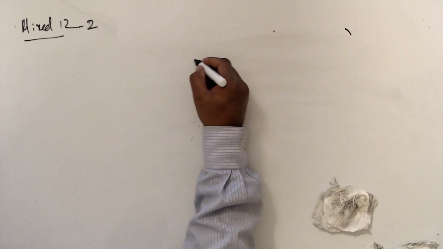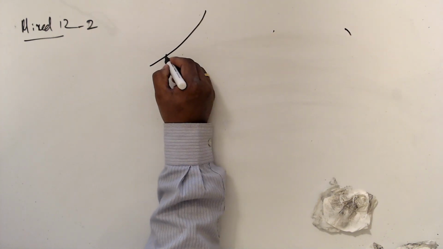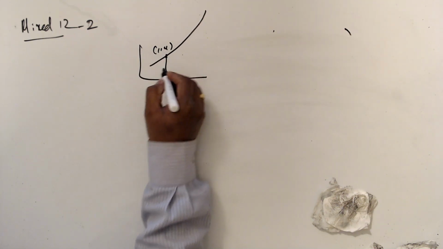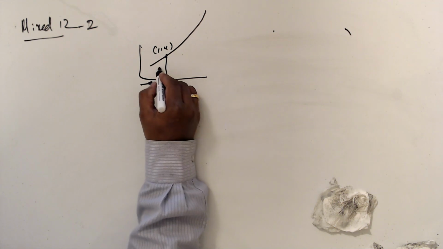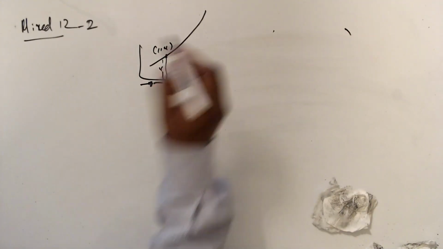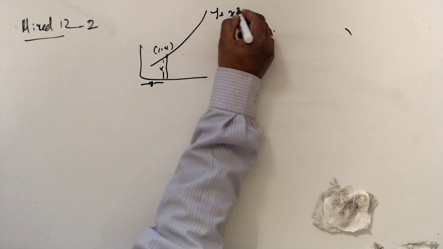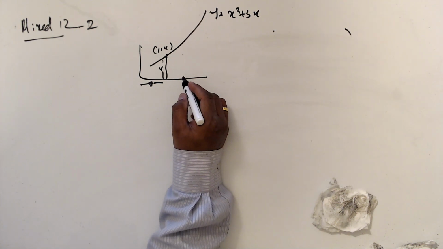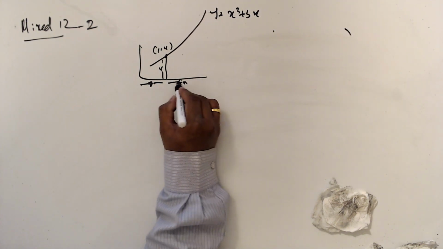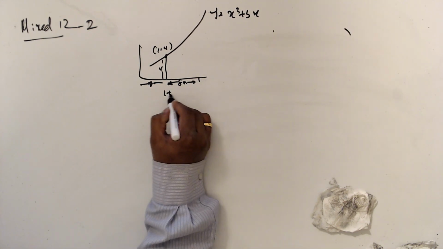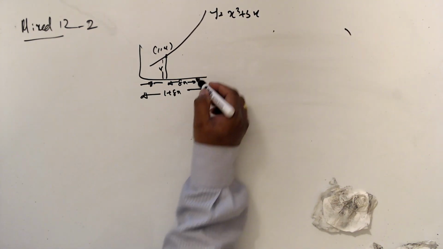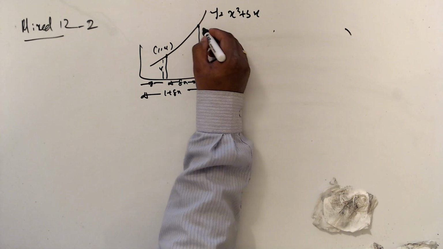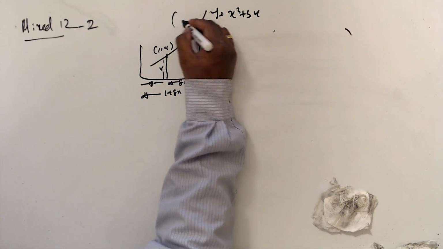Question number 2. You have a curve, and at this point 1 and 4, that is 1 length and 4 height. The curve is y equals x cubed plus 3x. And then there's another point 1 plus delta x, this distance delta x. So this is 1 plus delta x distance. Then if this is 1 plus delta x, what is this height?